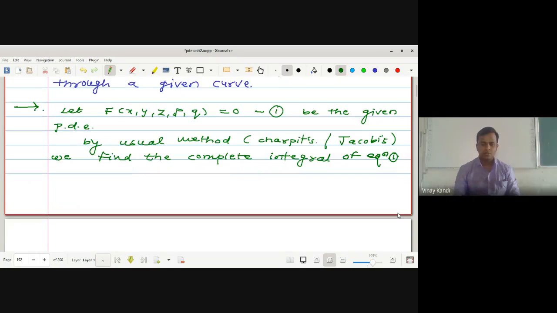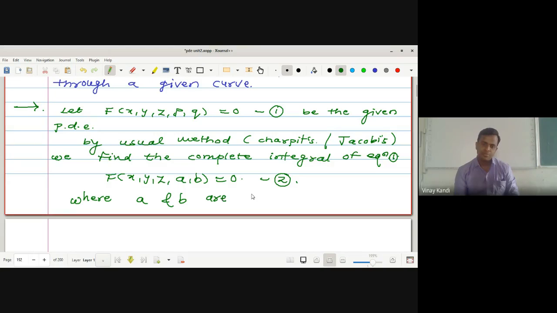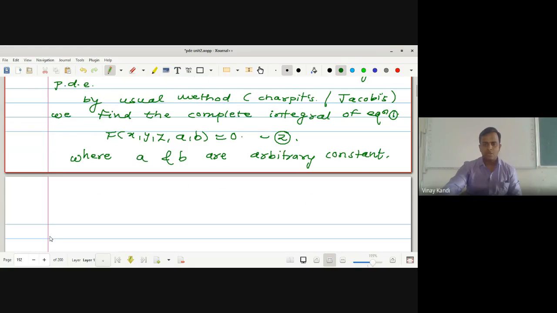So the complete integral is given by F(x, y, z, a, b) = 0. Give it as equation number 2, where a and b are arbitrary constants. Now we are interested in finding the solution of equation 1 which passes through the given curve.